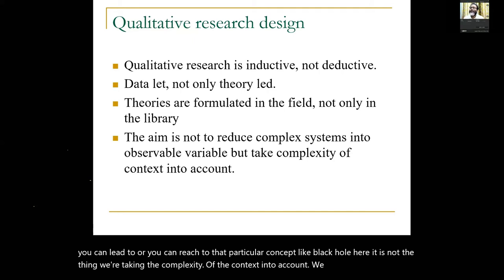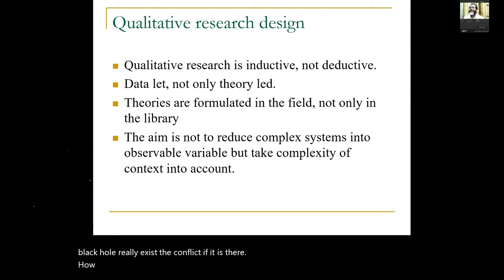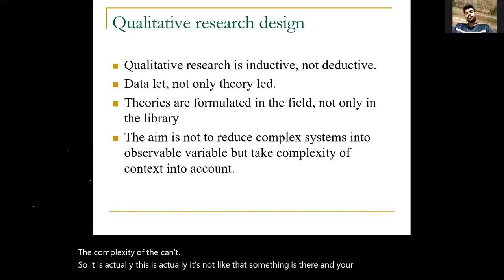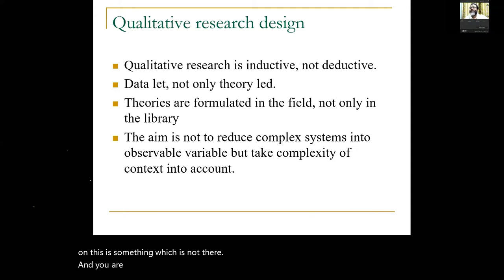Does a black hole really exist? The conflict: if it is there, what is a black hole? Why can light not pass through the black hole? That is the complexity of the context. It's not that something is there and you are breaking it up. It's something which is not there, and you are trying to check whether it can be viable, feasible or not. That is what qualitative research is.